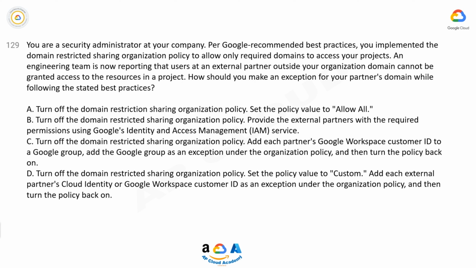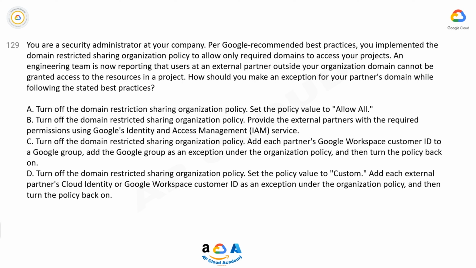A. Turn off the domain restricted sharing organization policy. Set the policy value to allow all. B. Turn off the domain restricted sharing organization policy. Provide the external partners with the required permissions using Google's Identity and Access Management (IAM) service. C. Turn off the domain restricted sharing organization policy. Add each partner's Google Workspace customer ID to a Google group. Add the Google group as an exception under the organization policy, and then turn the policy back on.